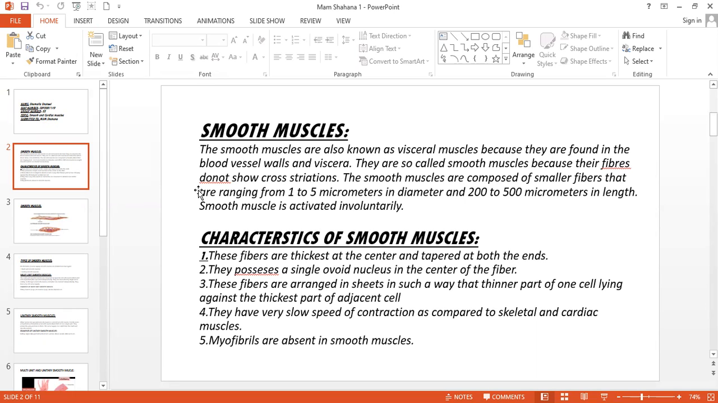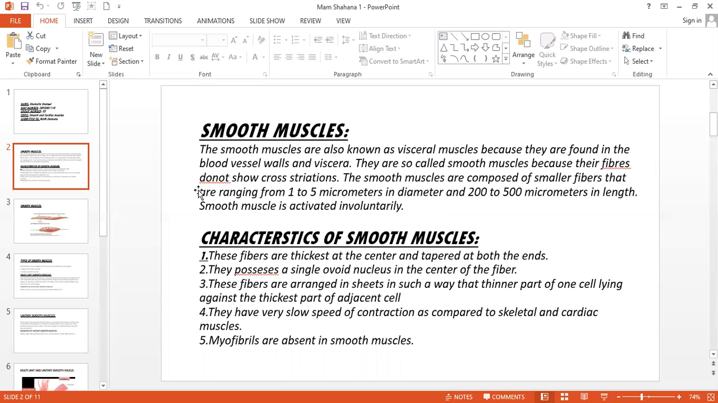So, smooth muscles. The smooth muscles are also known as visceral muscles because they are found in the blood vessel walls and viscera. They are also called smooth muscles because their fibers do not show cross striation. The smooth muscles are composed of smaller fibers ranging from 1 to 5 micrometers in diameter and 200 to 500 micrometers in length. That is, their diameter and length vary within these ranges. A smooth muscle is activated involuntarily. That is, it is not under voluntary control, they act involuntarily.